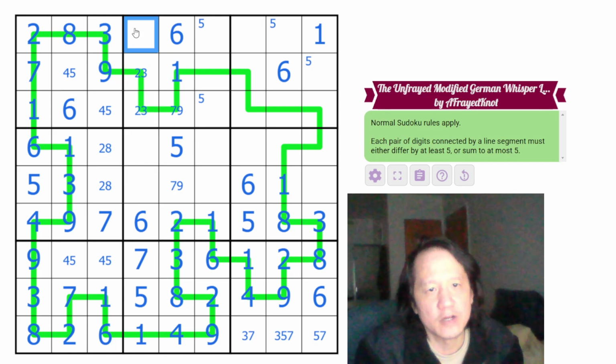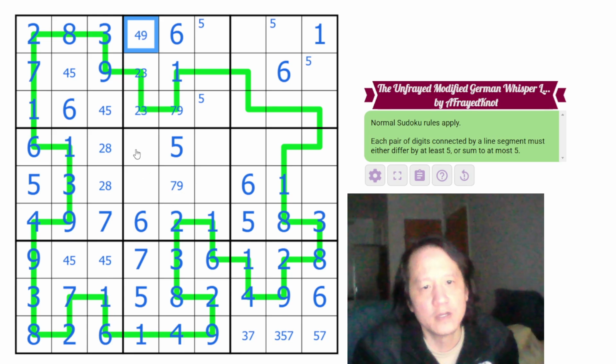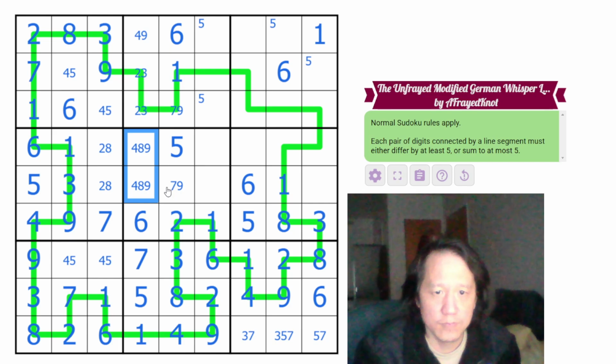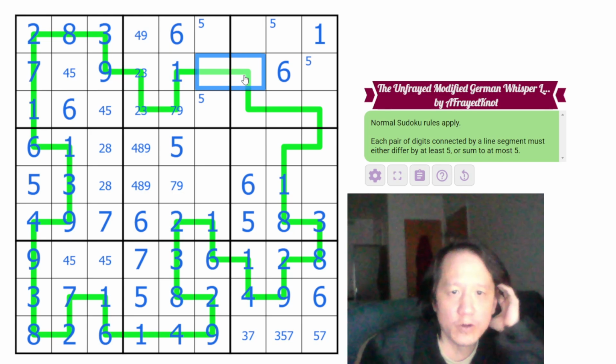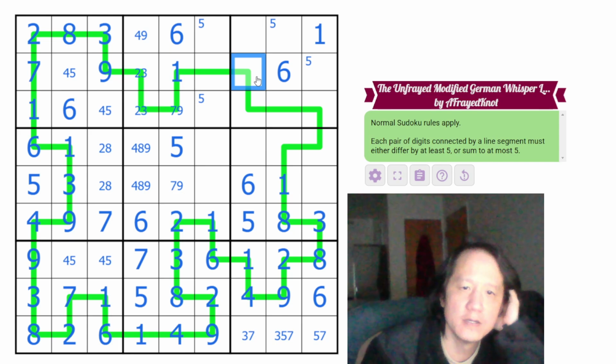What's left here, actually? It has to be 4, 8, and 9. So this is 4 or 9. This is 4, 8, and 9. This cannot be a 4. If this is 4, it would have to be next to a 9. But that's not possible. So this cannot be 4, because it would have to be next to a 9.